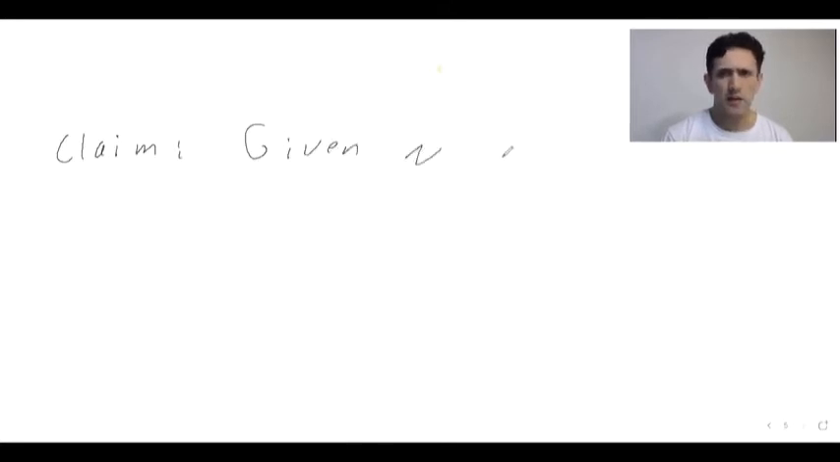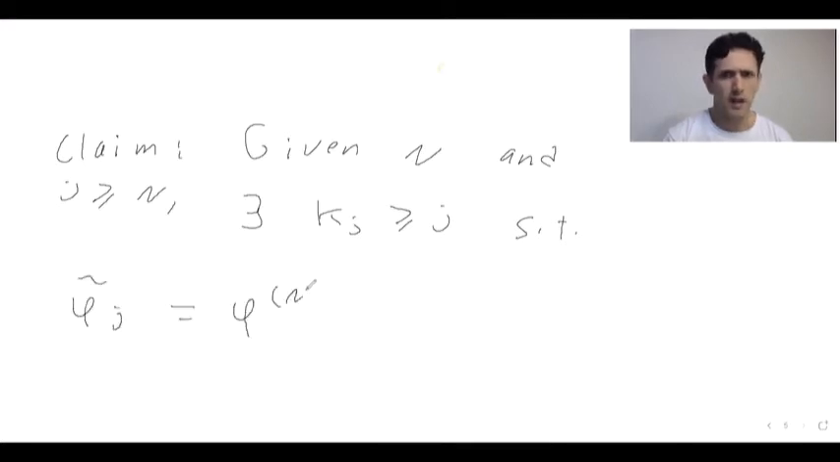It tells me I have the following. Given n and j bigger or equal to n, there exists some kj bigger or equal to j, where psi tilde of j is psi n kj. Why is this? Well, it essentially follows from definition.